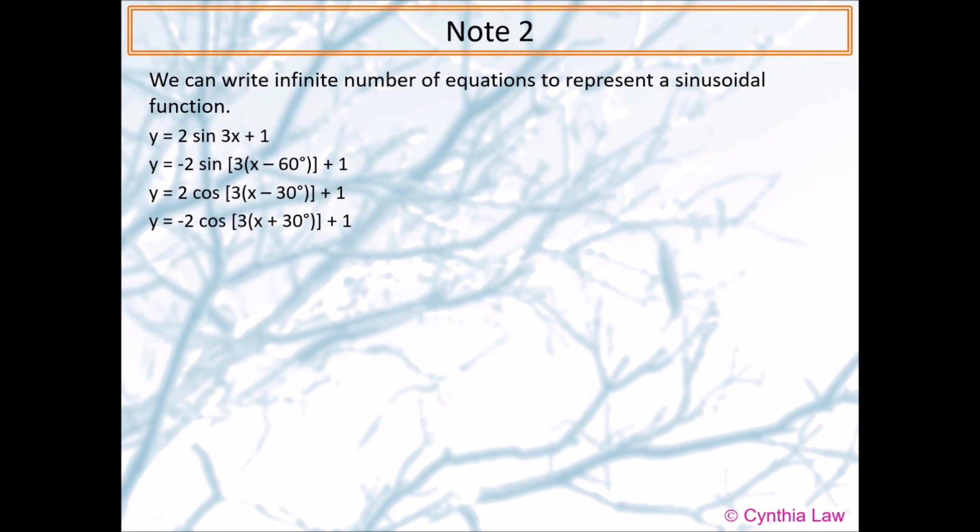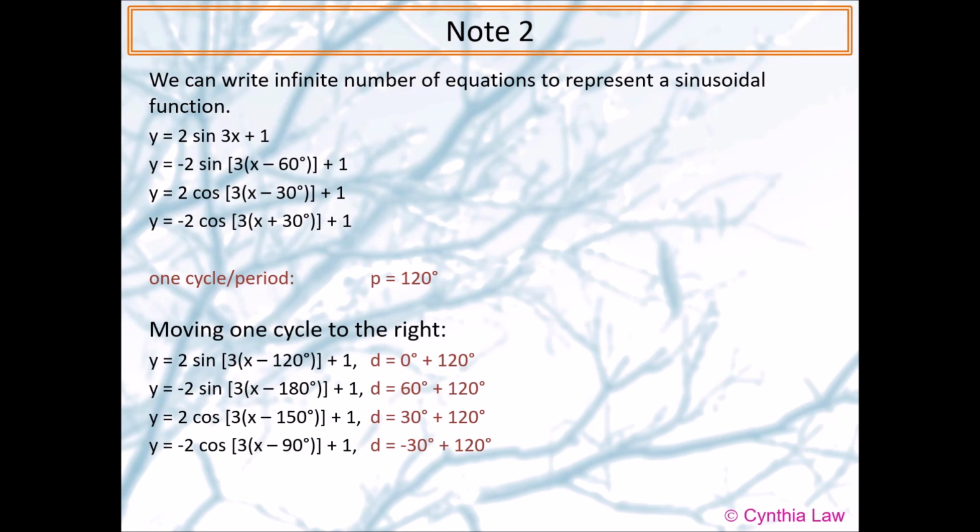Note 2. We can write infinite number of equations to represent a sinusoidal function. Earlier, we worked out 4 equations that we can use. We can actually generate a lot more. How do we do that? We need the period, which is 120 degrees. Let's say I shift the function one cycle to the right. So then d is going to be 0 degrees plus 120 degrees, which is 120 degrees.